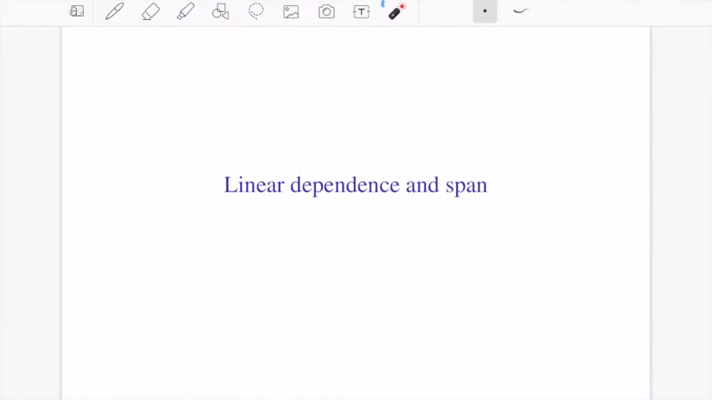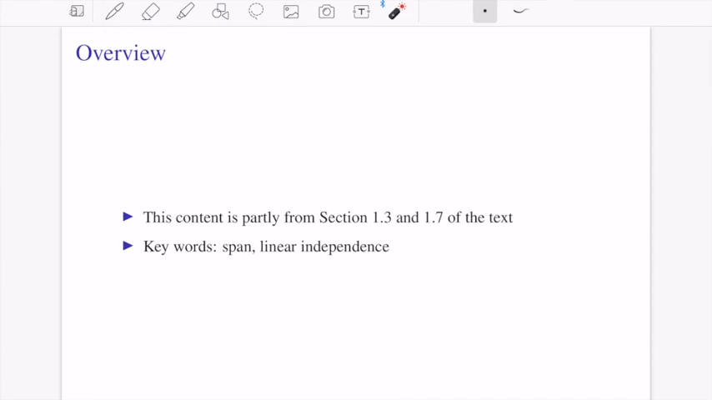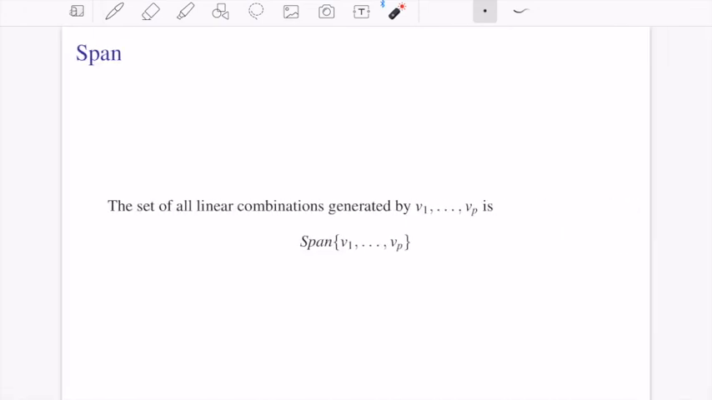Hello everybody. This part is linear dependence and span, and it's from sections 1.3 and 1.7. Two new terminologies will be introduced, span and linear independence. So let's start from the definition. What is span? The set of all linear combinations generated by v1, v2, ..., vp is the span of these vectors.